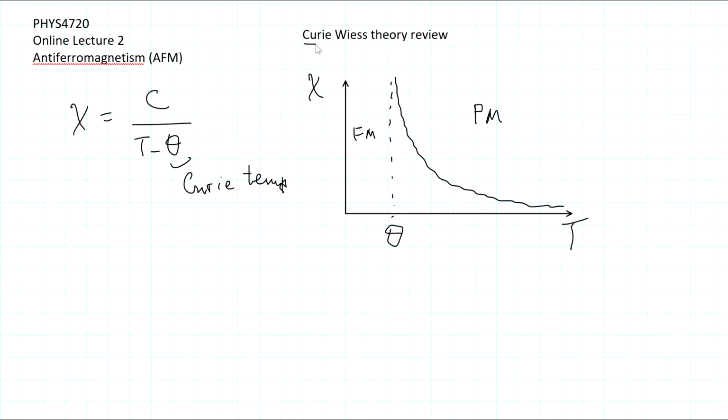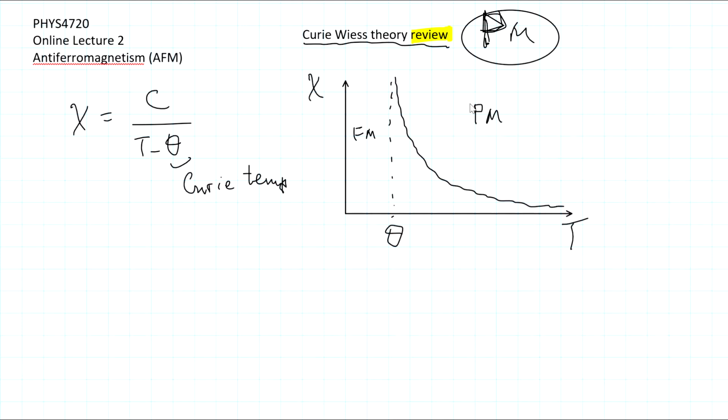Okay, so if you look at this curve, and by the way, this Curie Weiss theory is a review. If you look back in your lecture notes on paramagnetism, oh, that's interesting how this software makes triangles out of what I write. So if you look in your review lectures of paramagnetism, then you will see we learned about Curie theory and Curie Weiss theory.